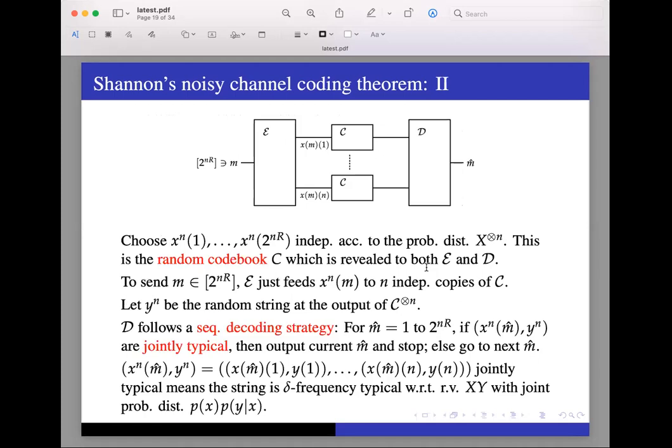So let's recall the proof from the traditional classes. So the proof goes by a technique which is called the random codebook construction. So it is nothing but an application of the probabilistic method. You may have seen the probabilistic method in combinatorics, graph theory kind of thing. So this is the same method philosophically.